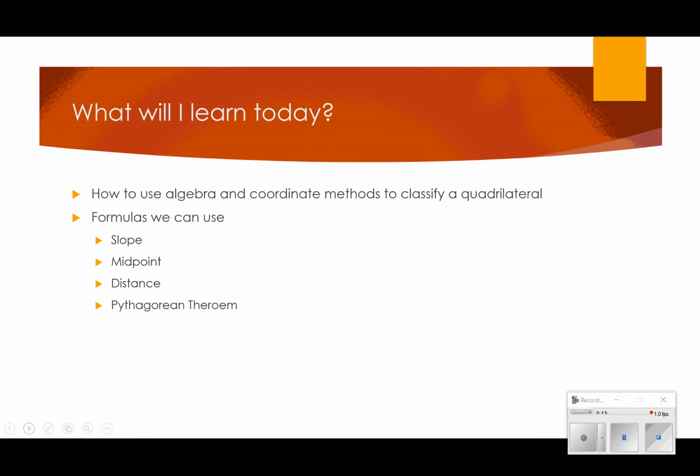Okay, so today you learned how to use algebra and coordinate methods to classify a quadrilateral. We did it using the slope, the midpoint, the distance, and the Pythagorean theorem. So you guys have a great day, and I will see you in class.